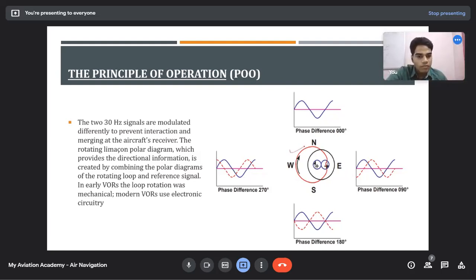This is the Limaçon. You can see the phase difference as well in all the diagrams. And if you go to chapter 2 or 1 of your Oxford, you will see some questions also on phase difference. And now you will be able to do those.